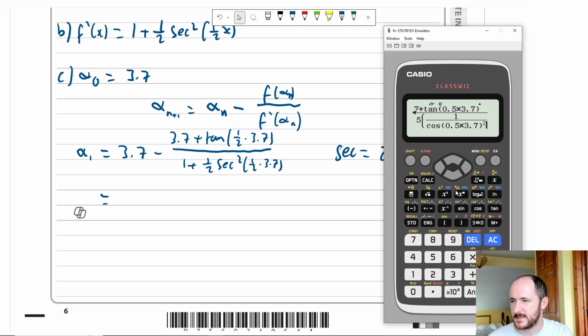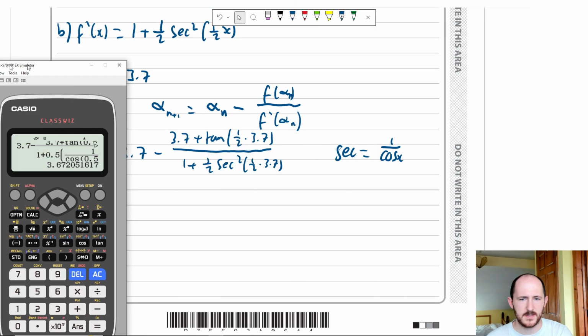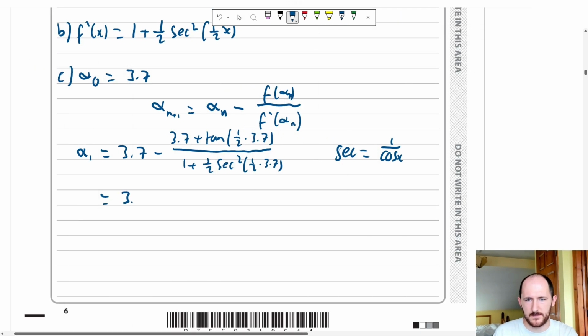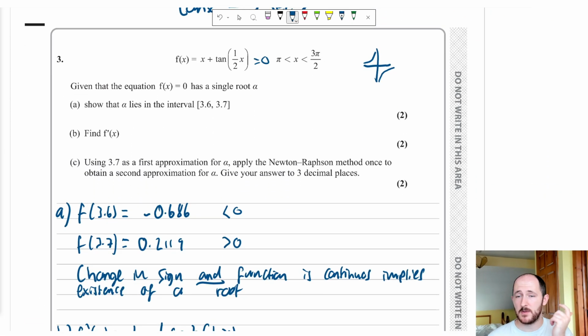Or we could also have it as the cos outside the bracket, squared. That would also work. And we get 3.672. How many decimal places was it? 3, so 3.672. And that's it. So for 6 marks, I don't think it's too bad, but there's a lot of little finicky details where you can make mistakes. But let's move on.